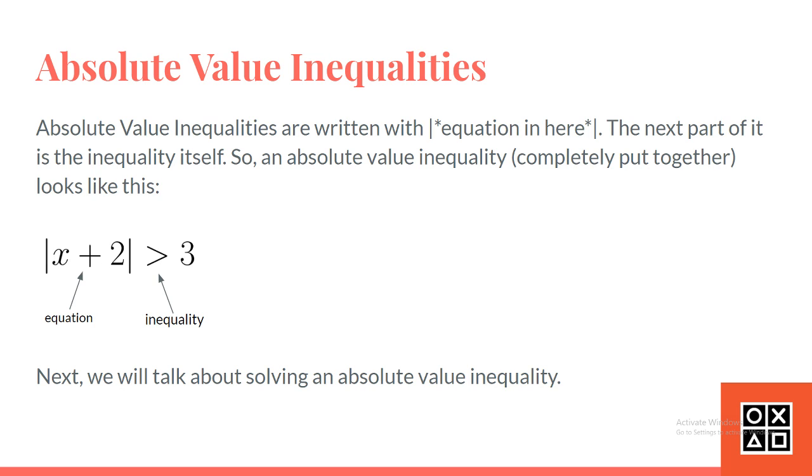Absolute value inequalities. Absolute value inequalities are written with an equation surrounded by two vertical lines. The next part of the inequality is the inequality itself. So an absolute value inequality completely put together looks like this. We have the lines around the equation, and then the inequality: greater than, less than, greater than or equal to, or less than or equal to. Next, we will talk about solving an absolute value inequality.